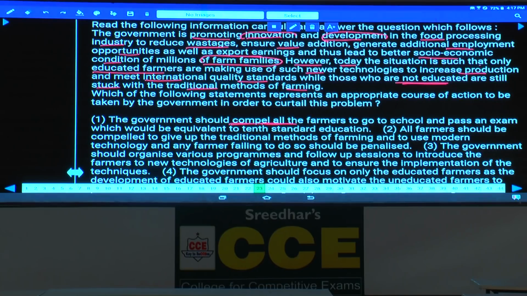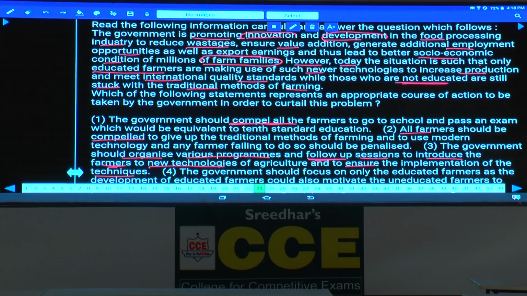In the second one, all farmers should be compelled. Again, all the farmers should be compelled. This is again ruled out. We cannot force them. And the third one, the government should organize various programs and follow up. See here, organizing the programs and again following up should also be there. Follow up sessions to introduce the farmers to what? To new technologies of agriculture. That means creating awareness among these people and creating some programs regarding this. Training programs of agriculture and to ensure the implementation of the techniques.